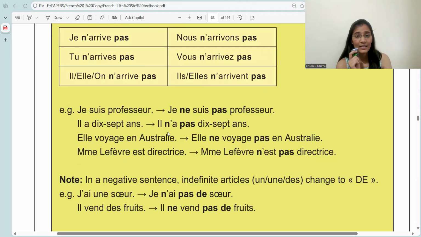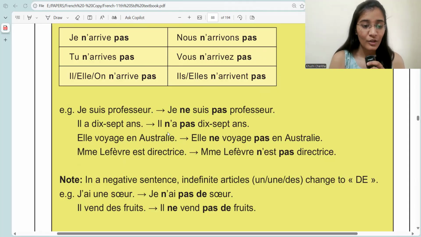Clear? Next example. Madame Lefebvre est directrice. Mrs. Lefebvre is a director. Here the verb is what? Est, from the verb être. So before est we'll add ne. After est we'll add pas. Since est begins with a vowel, we'll do what? We'll make ne an apostrophe, then est, then pas. I hope you are clear with this.